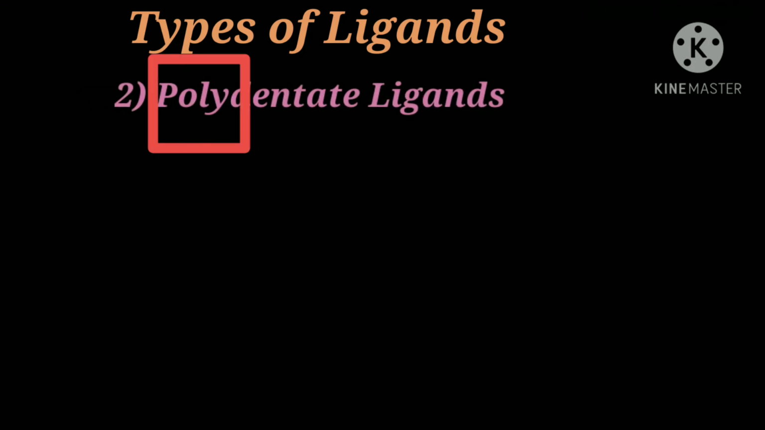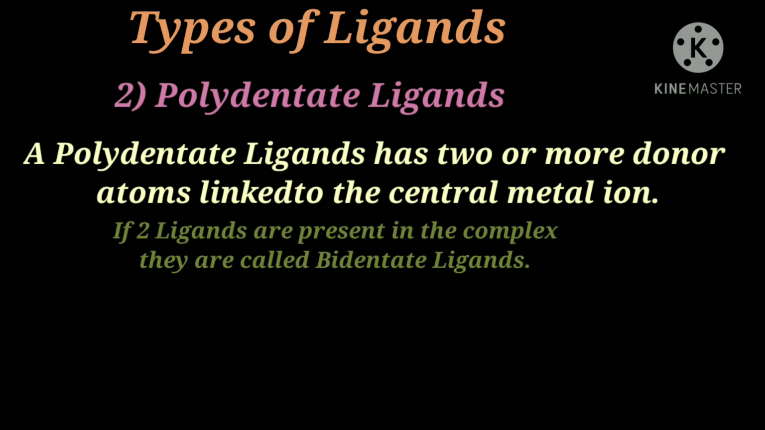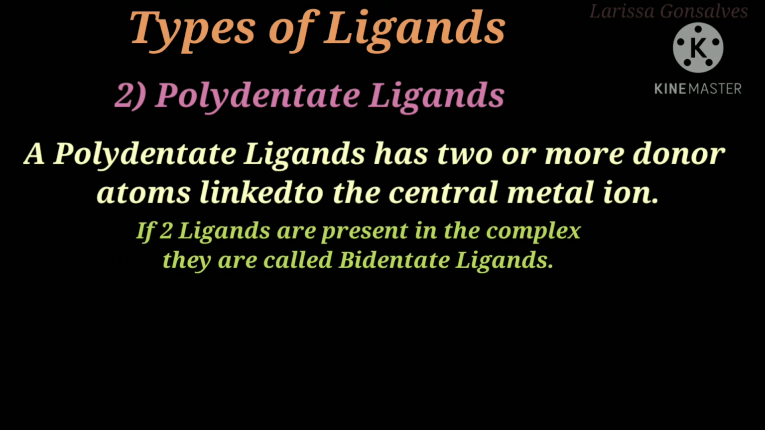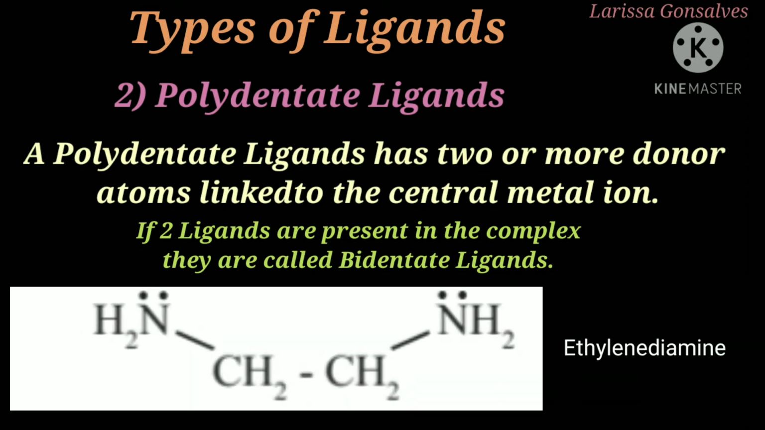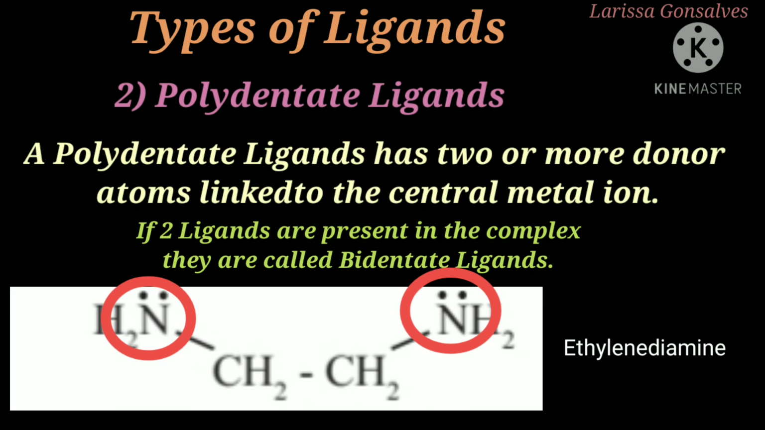Next are the polydentate ligands. The term poly means many, hence a polydentate ligand has two or more donor atoms which are linked to the central metal ion. Let us consider the example of ethylene diamine and oxalate ions. Since there are two donor atoms in both examples, they are called bidentate ligands. Here is the structure of ethylene diamine. In this structure, it is evident that ethylene diamine has 2 points of attachment with the metal ion, where each nitrogen atom donates a pair of electrons. Since there are two nitrogen donor atoms present, it is called a bidentate ligand.